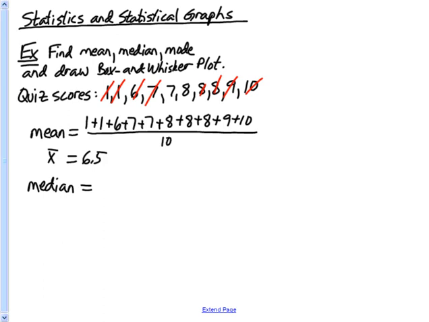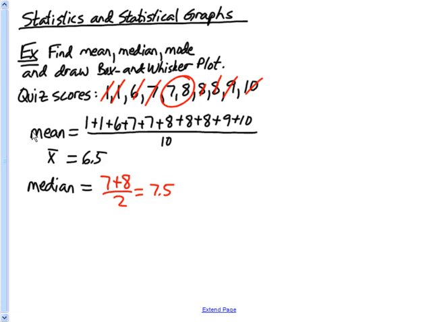So if you have 2 numbers in the middle, such as this case, for the middle number, since there's 2 of them there, you're just going to have to average those, okay? So you get the old 15 divided by 2, which is 7.5. So 7.5 is our median here, okay?